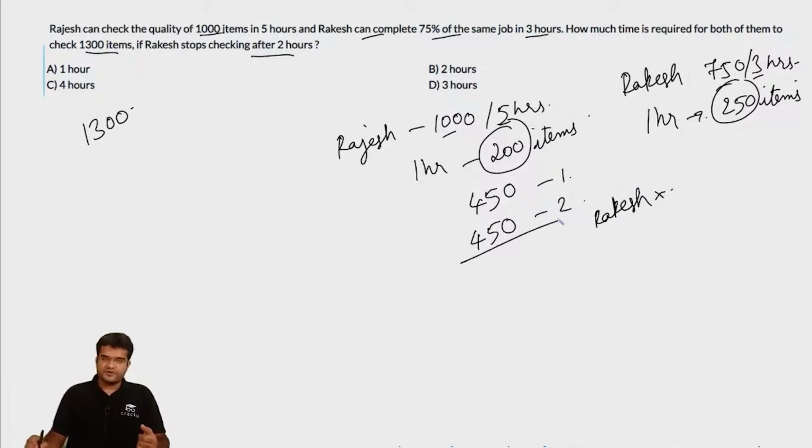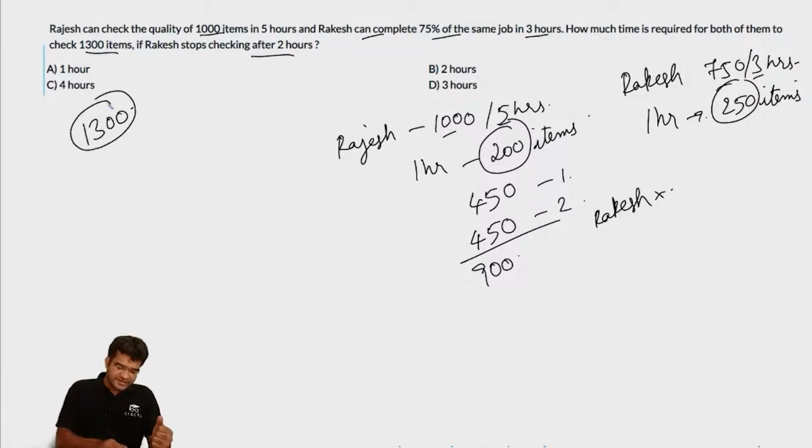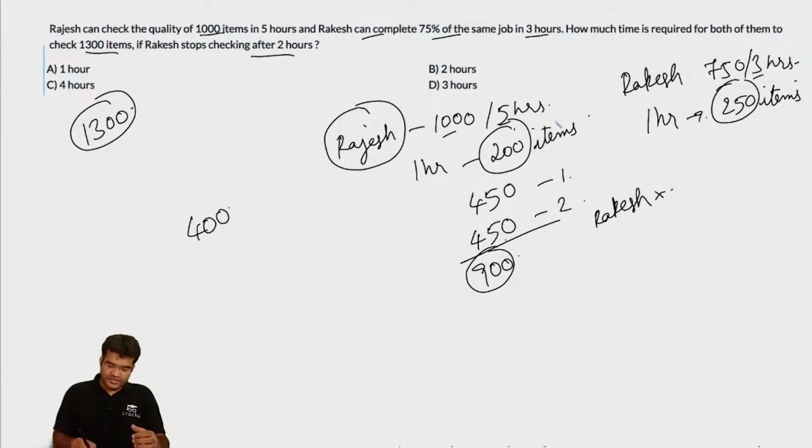So what is the total amount of items that they have checked by this time? They have checked 900 items and now Rakesh stops working. So what is the number of items that are remaining? It will be 1300 minus 900, which is equal to 400 items. And these 400 items have to be checked by Rajesh alone. And he checks 200 items per hour.